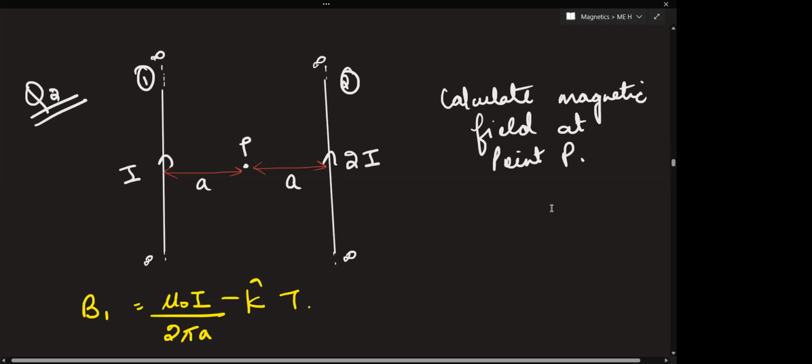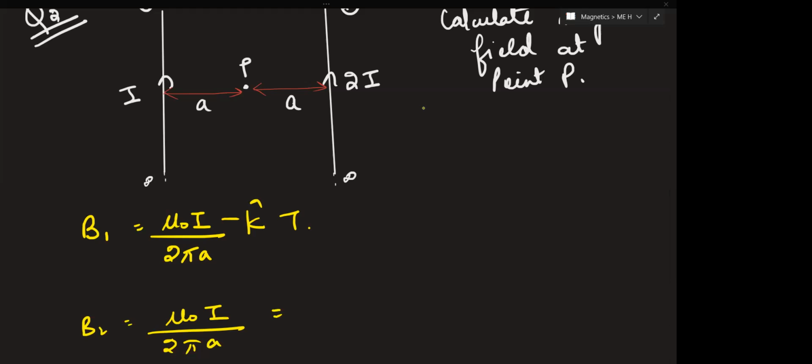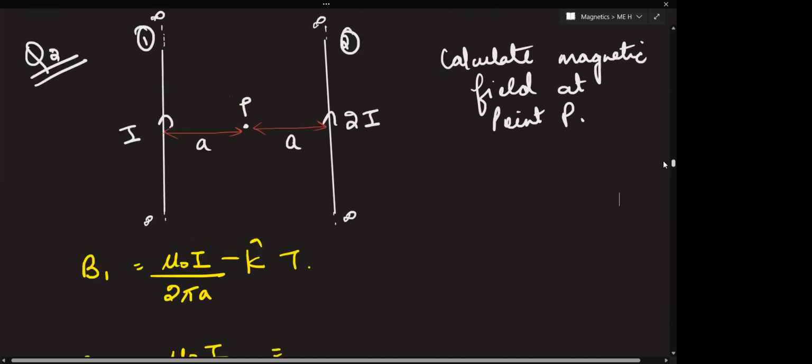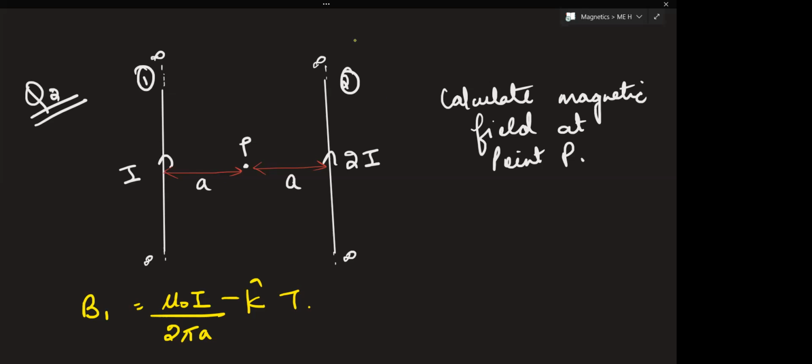This is B1. Now, the formula for the second one will also be the same. Formula will be B is equal to mu naught I by 2 pi A. But, Rifat, can you tell me the current in this second one? Just look at the figure. Can you tell me the current in this second wire? Rifat. Just tell me what's the current in this wire.